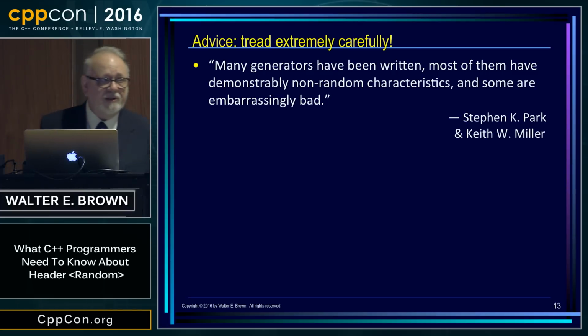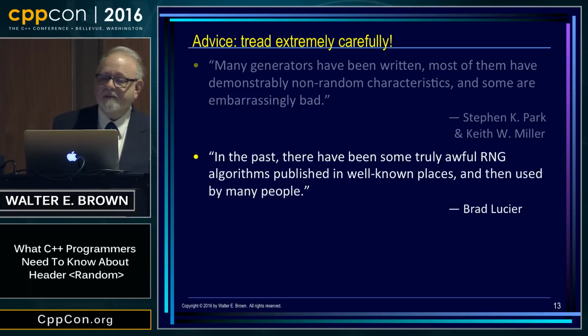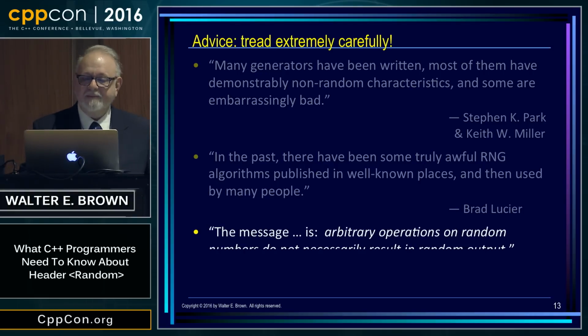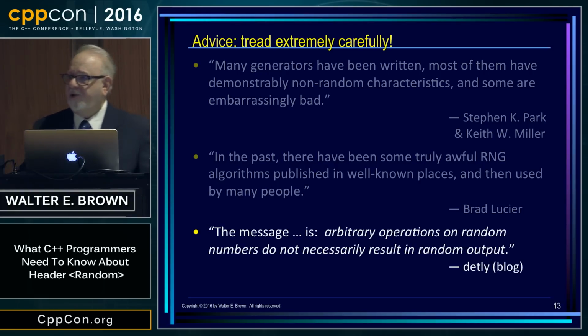This is a very nice statement of the facts as proven by history. You don't want to write code that's embarrassingly bad. I sure don't. Here's a nice summary of the true message. And this is really at the heart of why we designed and ultimately specified the random number library in the random header. I'm essentially the principal author of the papers. If you do arbitrary stuff on random numbers, you don't get random output. You might, but you'd be lucky.